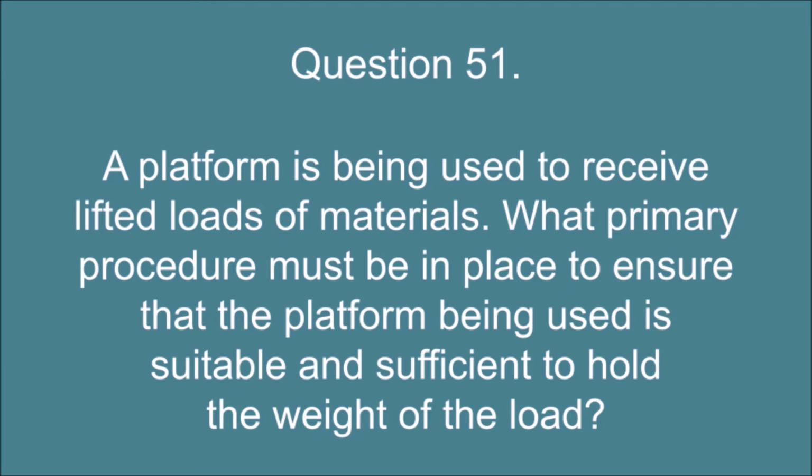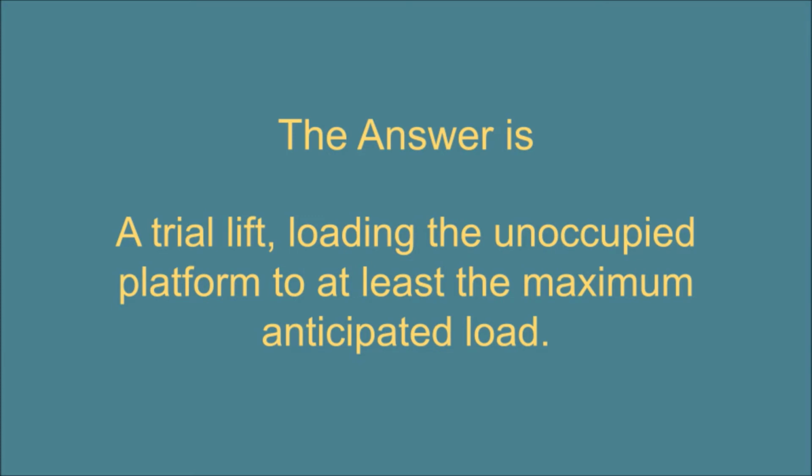Question 51. A platform is being used to receive lifted loads of materials. What primary procedure must be in place to ensure that the platform being used is suitable and sufficient to hold the weight of the load? The answer is a trial lift, loading the unoccupied platform to at least the maximum anticipated load.